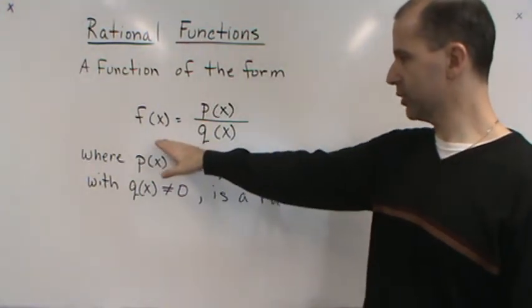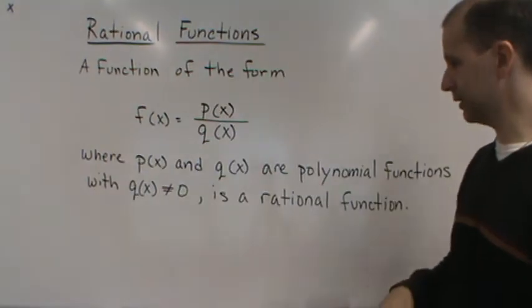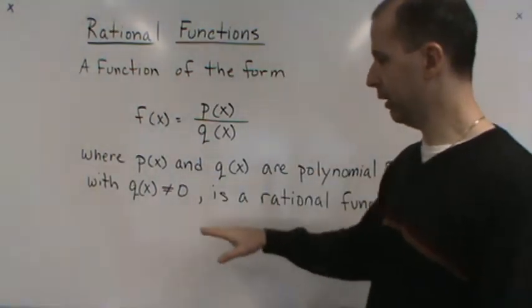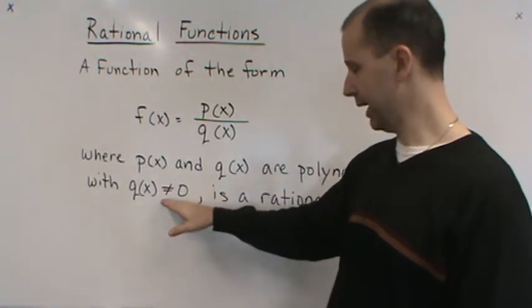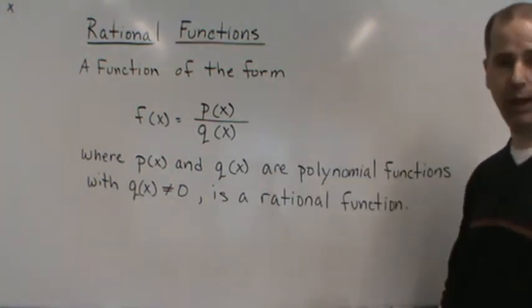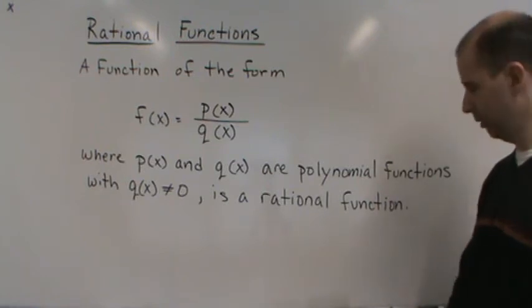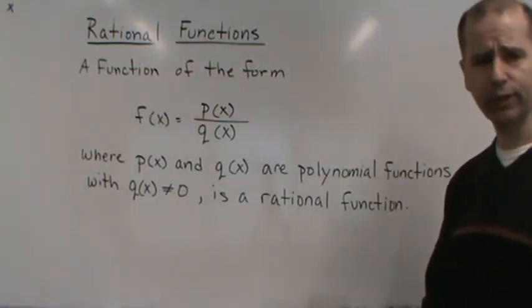A rational function is where you have p of x divided by q of x, and p of x and q of x are polynomial functions, where the denominator is not equal to 0 for obvious reasons. Can't have 0 in the denominator. These are called rational functions, and this is what we're going to talk about in this section. So that's all you have to know as far as the definition.